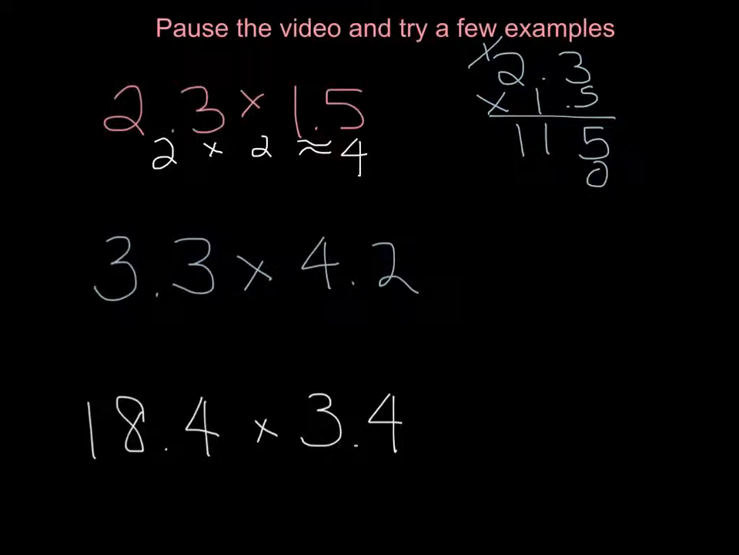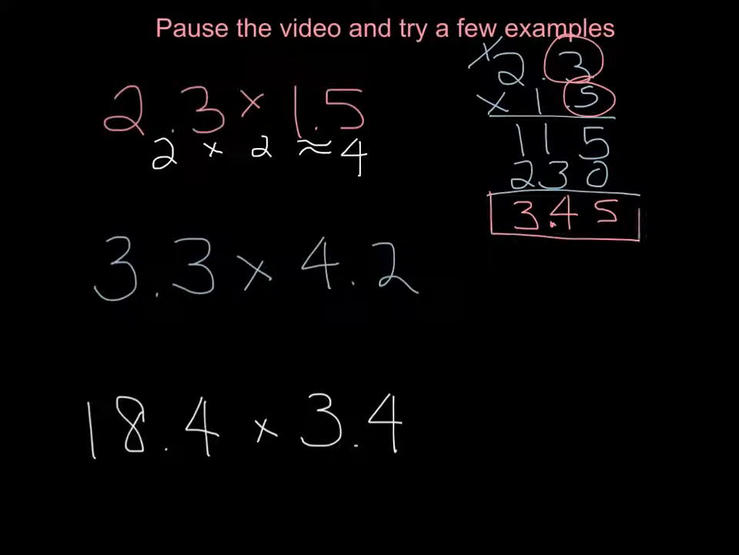We add our placeholder. 3 times 1 is 3. 2 times 1 is 2. And so our final answer comes to 345. You have 2 places behind the decimal. So our final answer is 3.45, which is approximately 4.